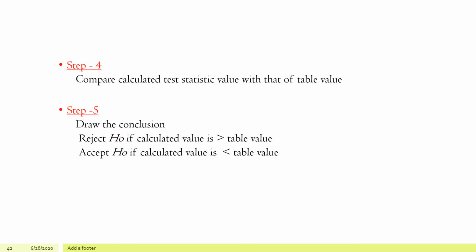So the step 4 is compare the calculated test statistics value, for example t value or z value or f value, with that of table value, whatever value you obtained, and the table values. In the previous slide I have given the table of t and f both. So compare it and check. Then the next is draw a conclusion. Reject the null hypothesis if the calculated value is greater than the table value, or accept the null hypothesis if the calculated value is not greater than the table value. So you have to check the value whatever you have calculated and the table value, and with the reference of degrees of freedom and p value.